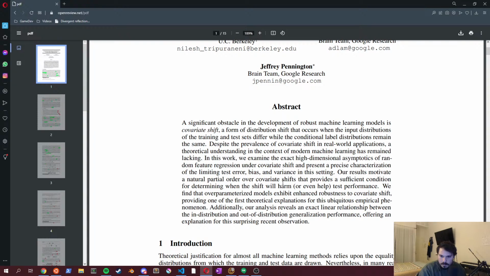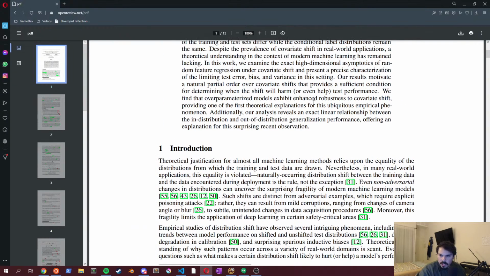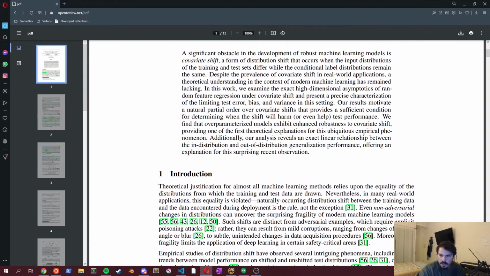Our results motivate a natural partial order over covariate shifts. Okay, I'm not sure what they mean by partial order here. I know what a partial order is, but I don't know exactly what they mean. That they're going to provide a partial order over the test performance, but that's fine. Hopefully we'll get a better example of that.